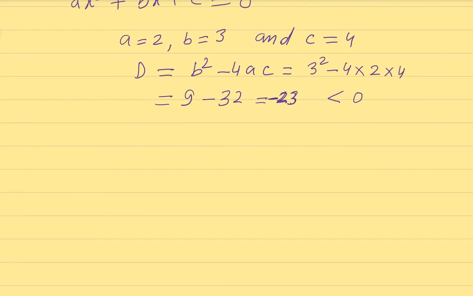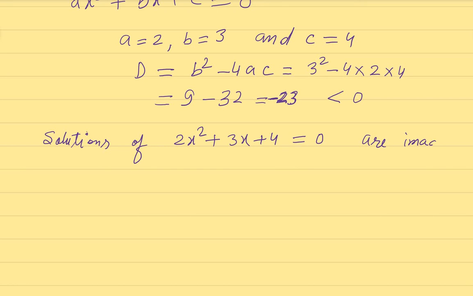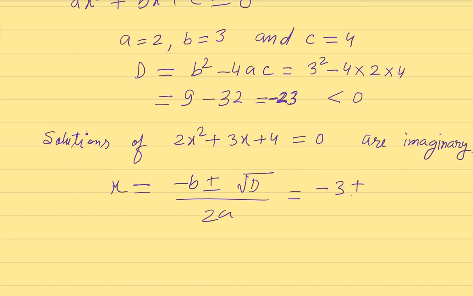So in this case we can say the solutions of 2x square plus 3x plus 4 equals 0 are imaginary, and we can find the solution too, like this: x equals minus b plus minus square root of D divided by 2a, which is minus 3 plus minus square root of minus 23 divided by 2 times 2.